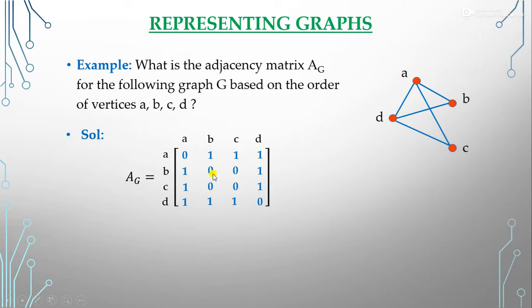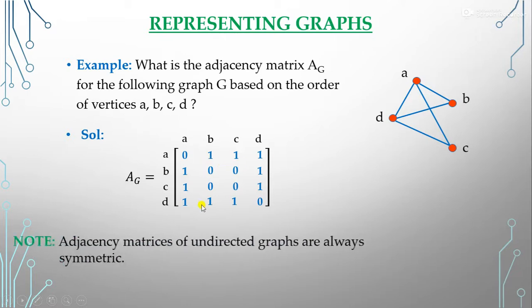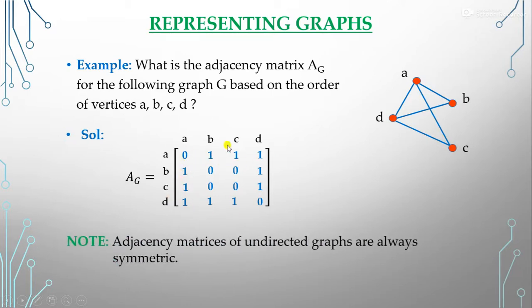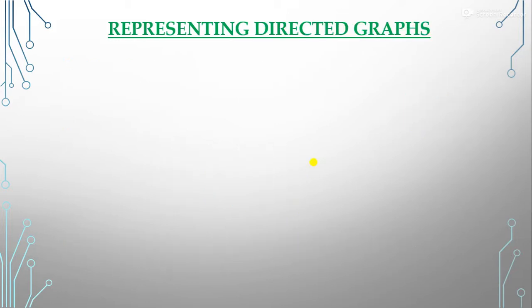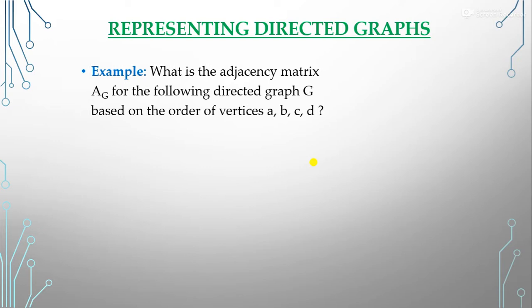And one point you should note here: the adjacency matrix of an undirected graph is always a symmetric matrix, right? Why a symmetric matrix? Because there are no directions here, meaning if there is a relation from A to B, then it is also from B to A. So the adjacency matrix of an undirected graph is always a symmetric matrix. Clear? Now let's take another example, for the directed graph.